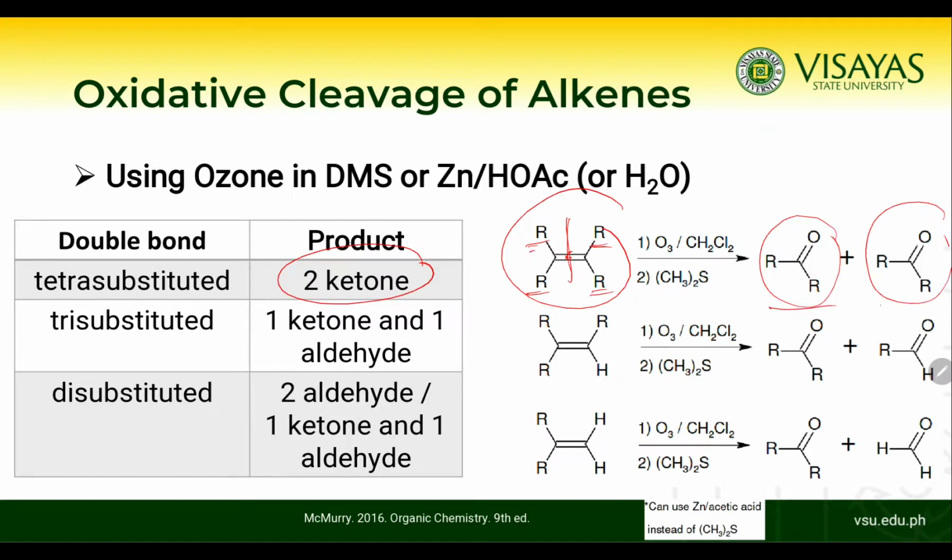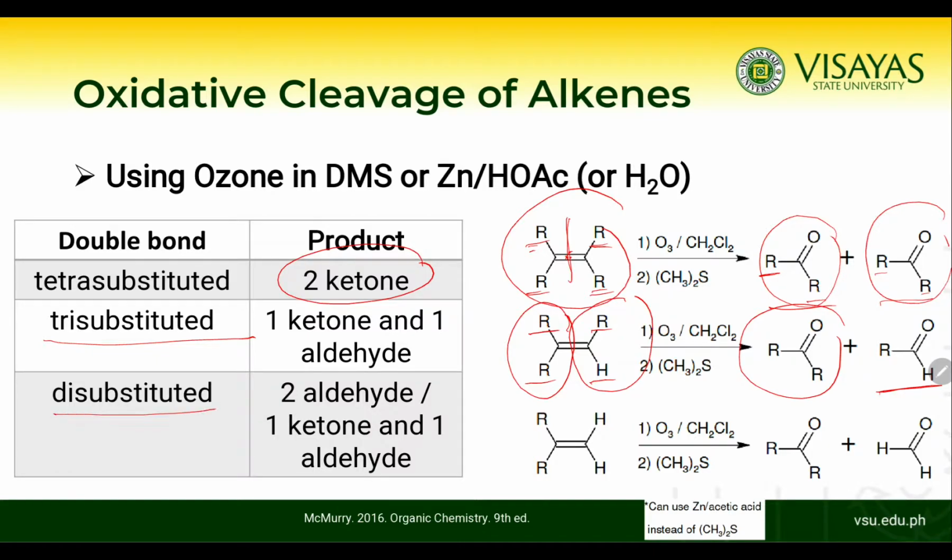So both products are ketones because all of these R groups are alkyl. When we have a tetra-substituted double bond. Now when we have a tri-substituted double bond, that means there are only three alkyl groups and the last group is hydrogen. So in this case, we form one ketone. This part here is the ketone, and the other part here we form the aldehyde product.